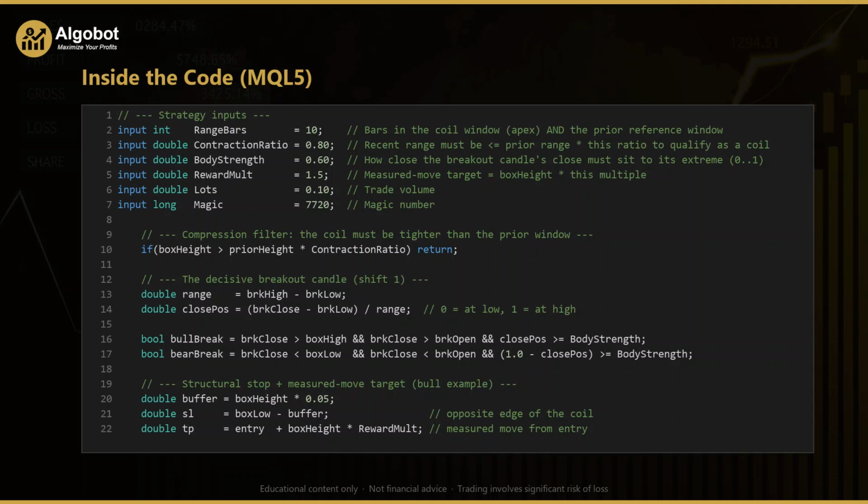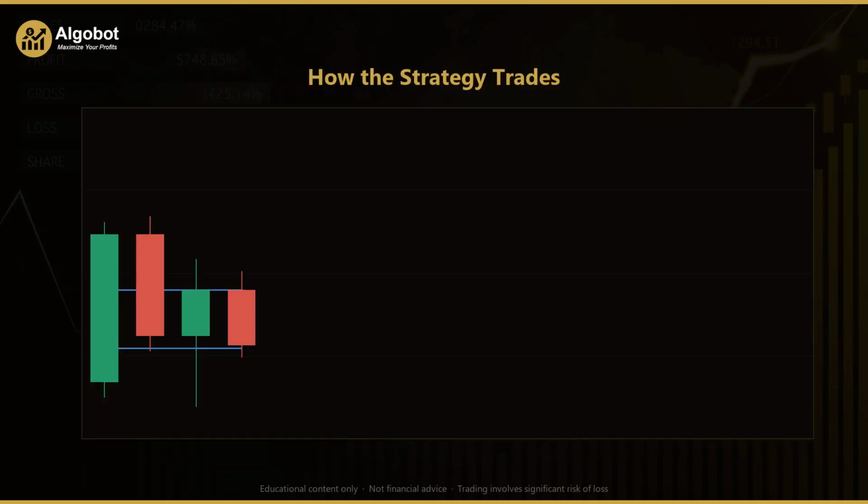Finally, the buffer is 5% of the box height. The stop loss is parked just beyond the opposite edge of the coil, and the take profit is the entry plus the box height times the reward multiple. Clean, readable price action logic. Let's bring this to life on the chart.